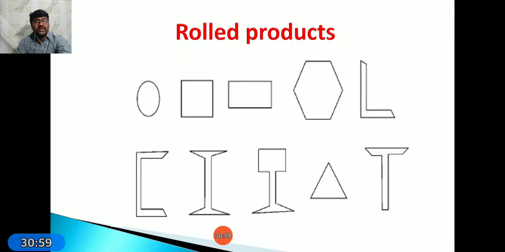Thank you. That is about the rolling process, that is classification of rolling mills and roll pass. In the next class we will discuss the force requirements and forces on the rolls to reduce the cross section of the material. Thank you.